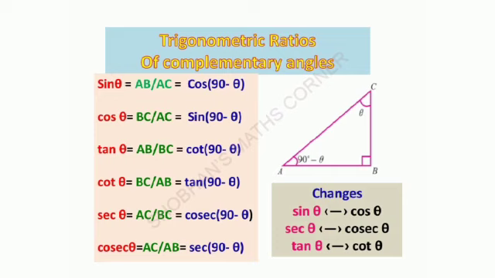In this triangle you can see ABC is a right triangle where B is 90 degrees, then automatically A plus C should be 90 degrees by the angle sum property. The sum of angles of a triangle is 180, B's 90 is gone, in the remaining 90 they should share. So A plus C is equal to 90. So we can say A and C are complementary angles, meaning if you take C equal to theta, then A is equal to 90 minus theta.